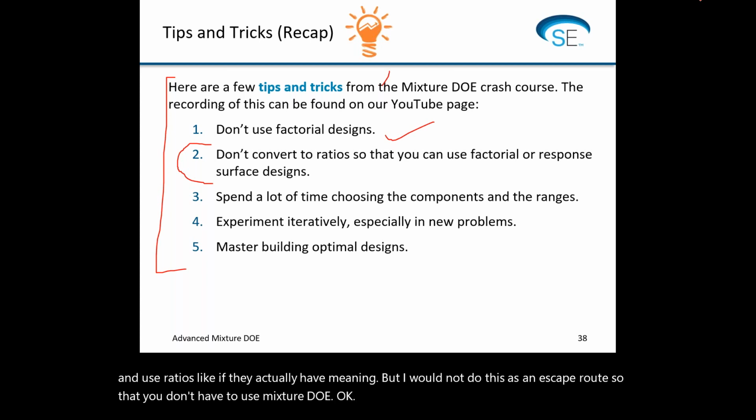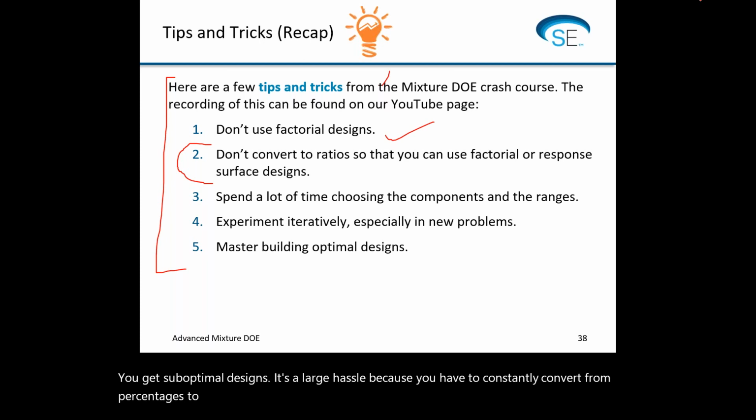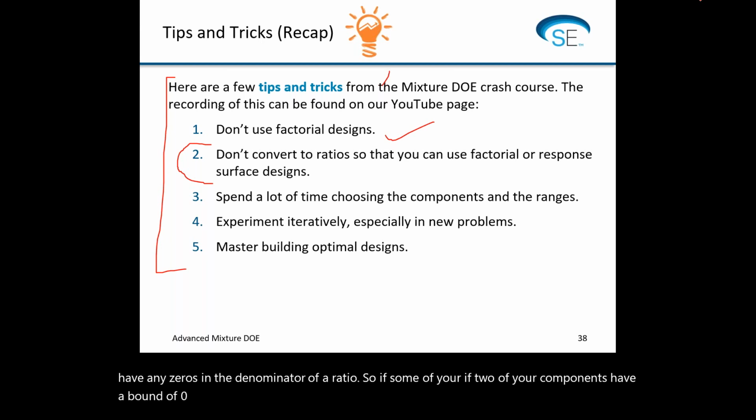You get suboptimal designs. It's a large hassle because you have to constantly convert from percentages to ratios, and then at the end you back convert and so on, and you can't have any zeros in the denominator of a ratio. So if 2 of your components have a bound of 0 and you have 3 components, this idea doesn't even work. So don't do this if possible, unless it really scientifically makes sense.